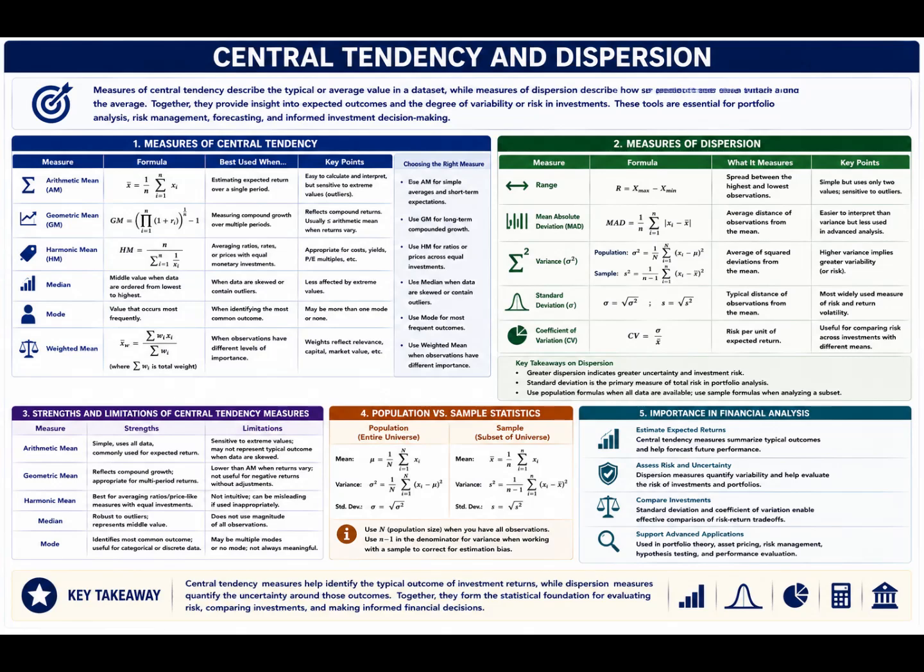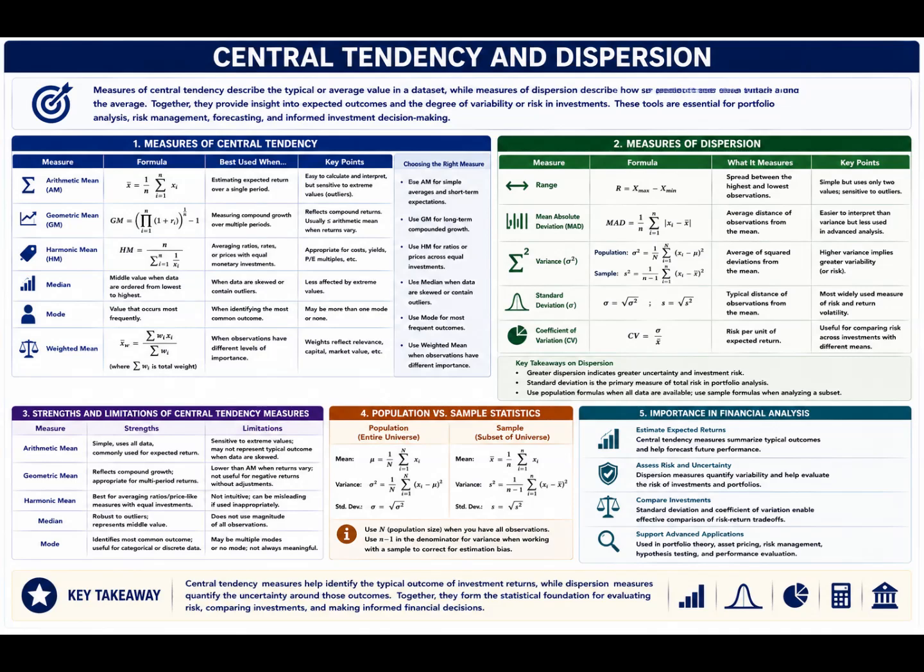The arithmetic mean is easy to calculate and interpret, but may be distorted by extreme values or outliers. The geometric mean better reflects compound investment growth, but is typically lower than the arithmetic mean when returns vary over time. The harmonic mean is most appropriate for averaging costs or valuation multiples. The median is less sensitive to outliers and therefore useful when data distributions are skewed.